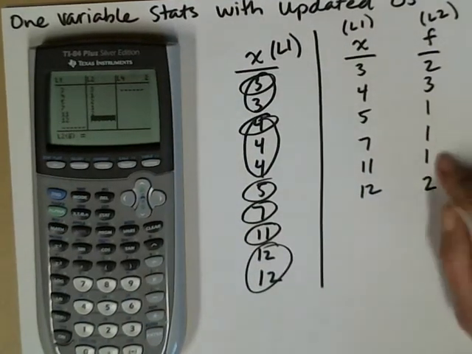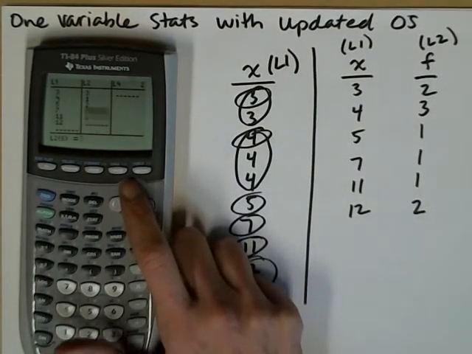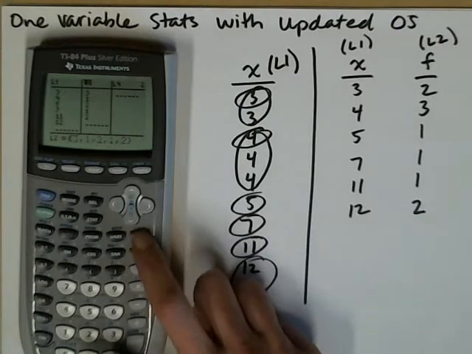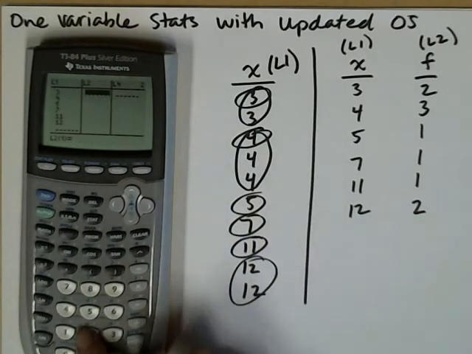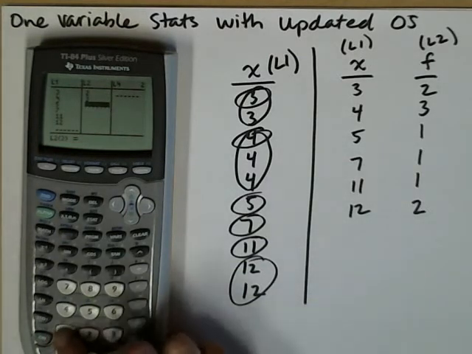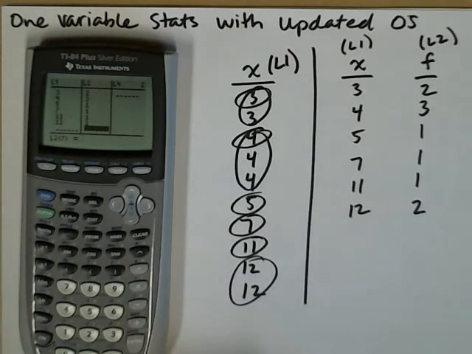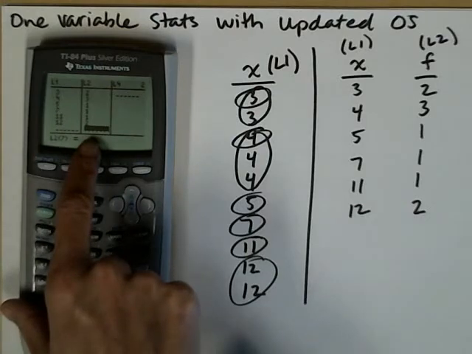And now I want my frequencies in L2. Well, there are already values in L2, so I'm going to clear that as well. So I arrow up to the top, I hit clear and enter. Yours might be empty, but mine wasn't. So now I'm ready. I've got 2 of the 3s, 3 of the 4s, 1 5, 1 7, 1 11, and 2 12s. So now I've got data and frequencies.